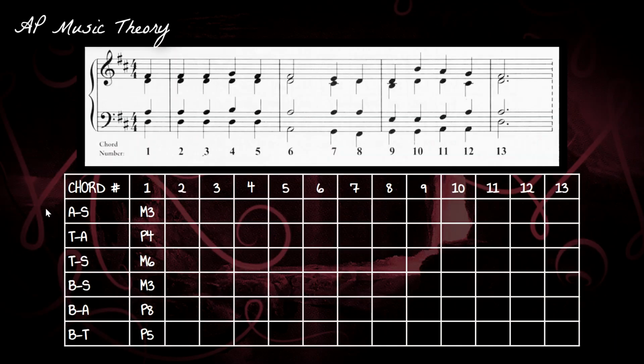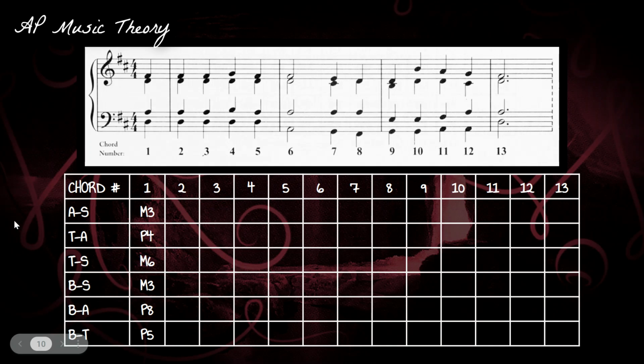Let's do some review. Notice that within any four-part composition, there's always a possibility of intervals between voices. Those intervals are between the alto and the tenor, the soprano and the tenor, the soprano and the alto, bass and soprano, bass and alto, bass and tenor. So here we have alto soprano, tenor soprano, bass alto, bass tenor.